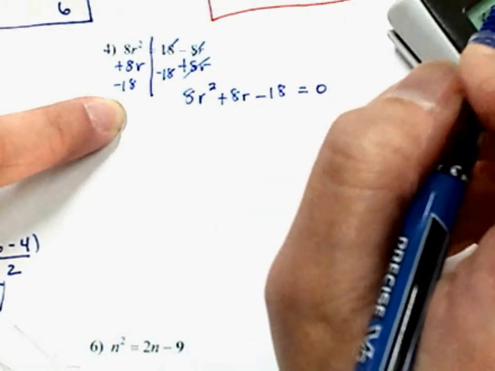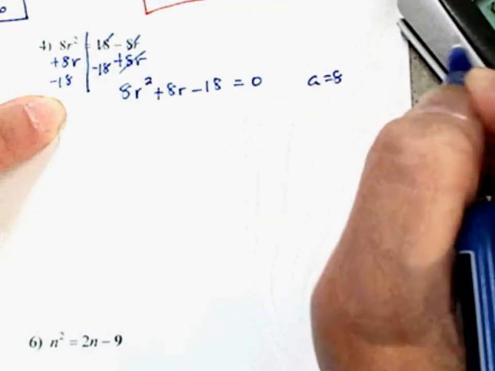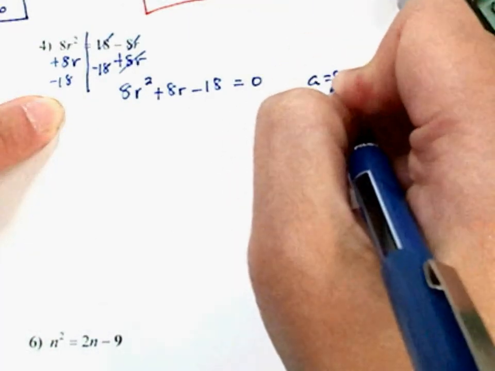Let's see what your A is. A is 8. B is 8. And C is negative 18.